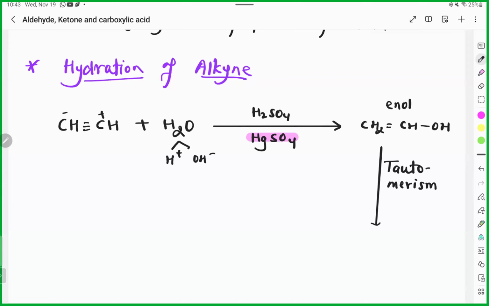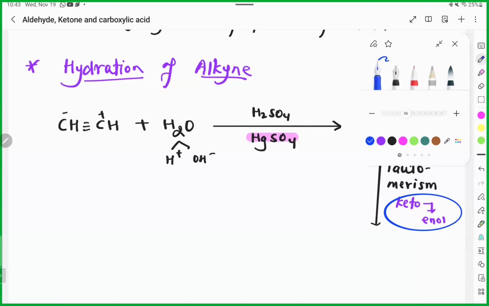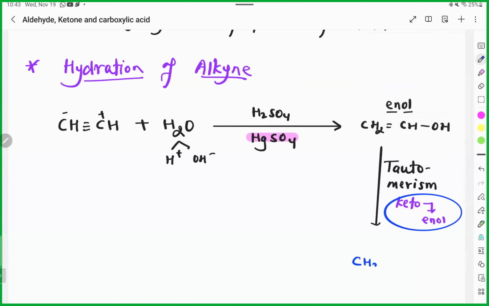Okay, this is the enol form already, double bond and all. The enol form is present here, and it will convert into the keto form. You know, tautomerism means keto-enol form. Tautomerism is keto converting into enol form. Got it? And if this is the situation, what will happen? It will convert into the keto form and no.